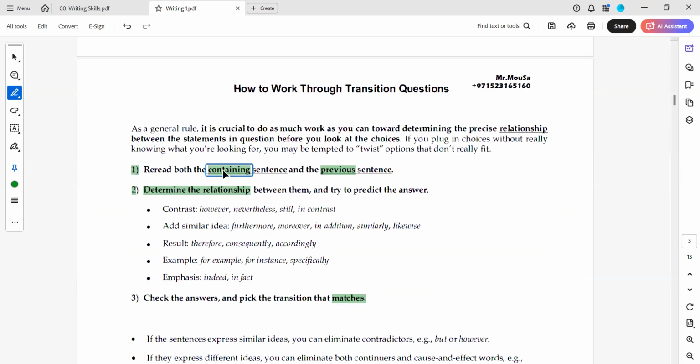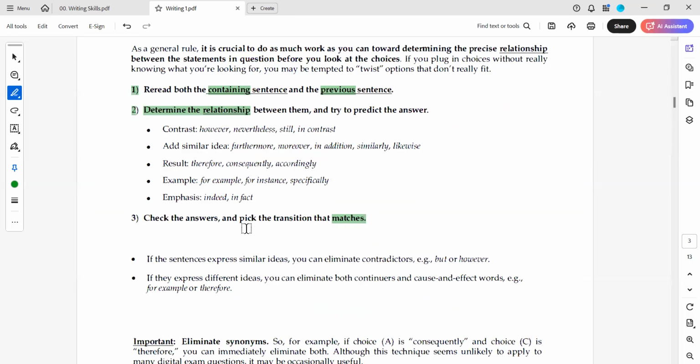Guys, step one, we need to read the containing sentence and the previous sentence. Containing, this is the sentence that contains the missing transition, or contains the blank, contains the transitions generally, and the previous sentence. The relationship is between these two. And actually, we have to read them just to determine the relationship. Okay. Before going to check, what do we have next?